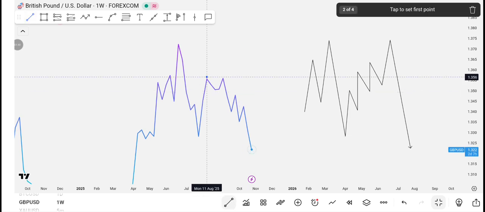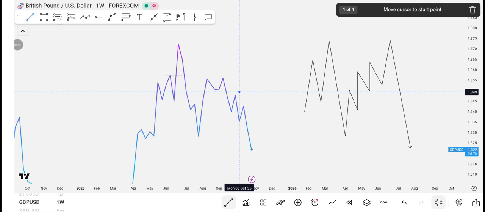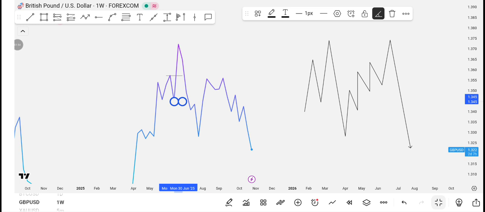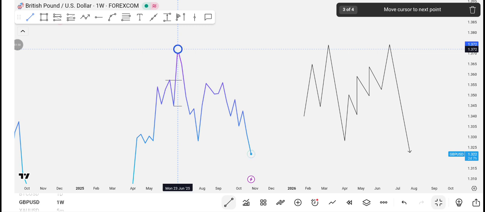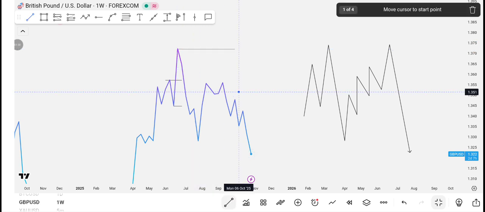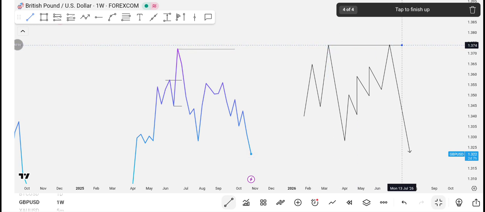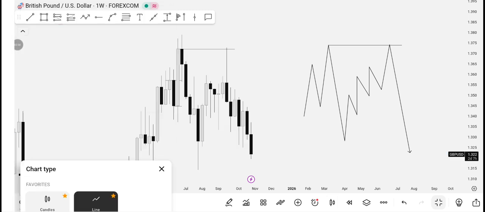Now here is our sweep right here. Then here is our break to the downside. Then where is our... back to the candlestick chart.